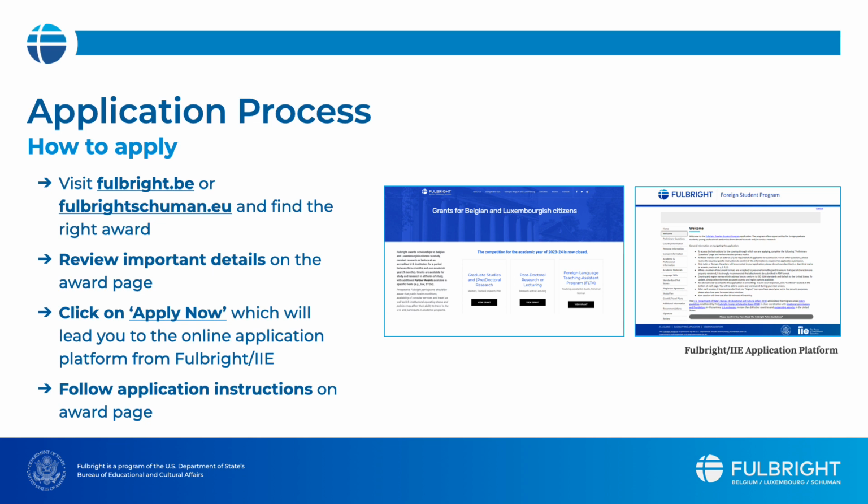Now, the first step when you want to apply for any of our awards is to visit our website, which can be fulbright.be if you're applying for one of our national awards, so as a Belgian or Luxembourger. But you can also apply for the Fulbright Schumann program, in which case you need to visit fulbrightschumann.eu. You will need to find the right award, review any details, and on the webpage you will find a button Apply Now, which will lead you to the online application platform, where you will first need to create an account if you don't already have one, and that's how you can start your application.